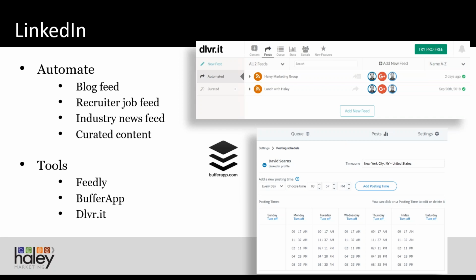So we use Feedly to aggregate feeds. We use Buffer and Deliver It as tools we use to share. And with Buffer specifically, we do scheduled sharing, so we can choose the time and day we want content to be shared.